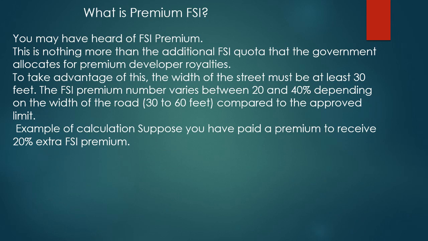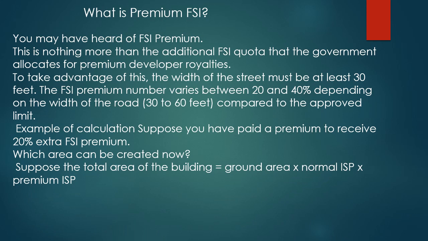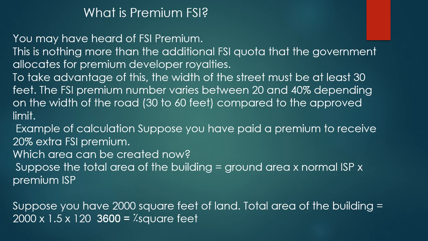Example of calculation. Suppose you have paid a premium to receive 20% extra FSI. Which area can be created now? The total area of the building is equal to ground area into normal FSI into premium FSI. Suppose you have 2000 square feet of land. Total area of the building is equal to 2000 into 1.5 into 1.2, that is 3600 square feet of area.